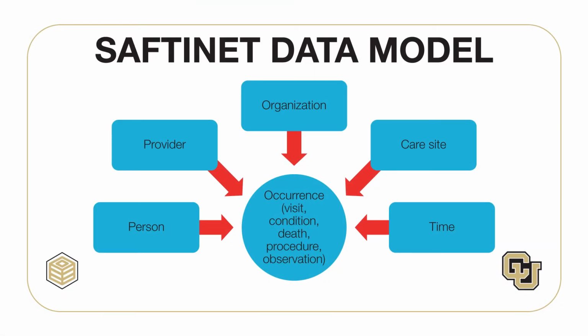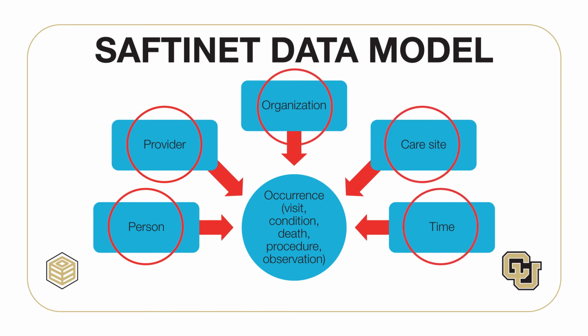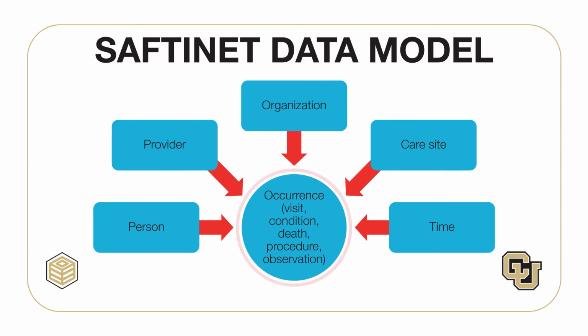SafetyNet contains dimensions for person, provider, organization, care site, and time. These dimensions are really the fact tables for visits, conditions, deaths, procedures, and observations. Although the data model seems modest, lack of incentives for data providers and data integration difficulties prevented development of a larger subset of the Common Data Model.